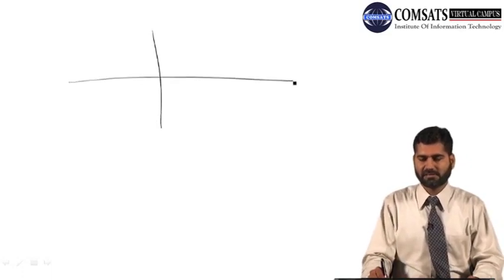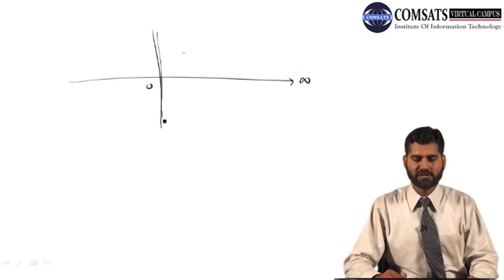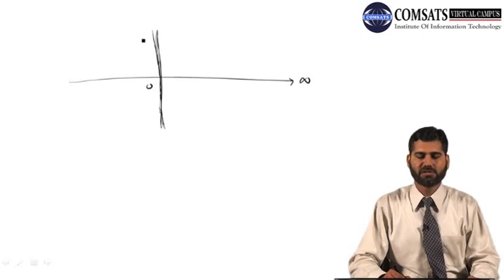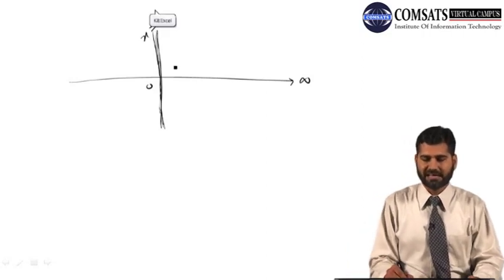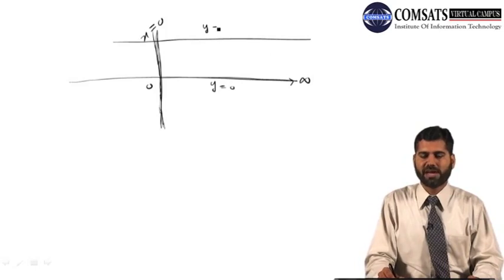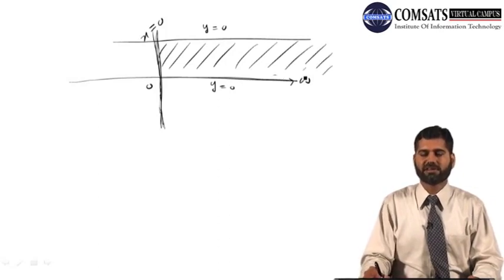So your problem is this. x goes from 0 to infinity. So this is your one boundary, x is equal to 0. And the second is y is equal to 0 and y is equal to a. So your problem is given in this infinite strip. It's going on till infinity.